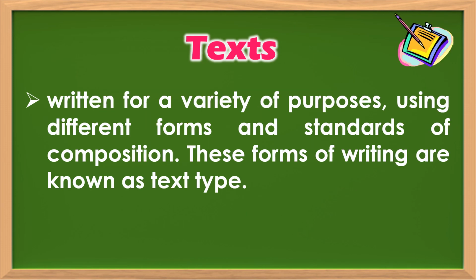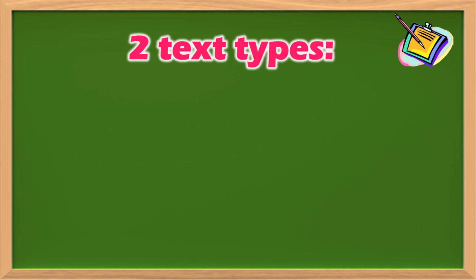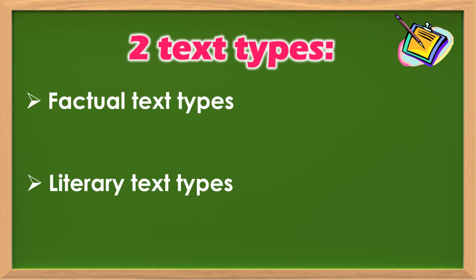Texts are written for a variety of purposes, using different forms and standards of composition. These forms of writing are known as text type. There are 2 main text types, factual and literary.